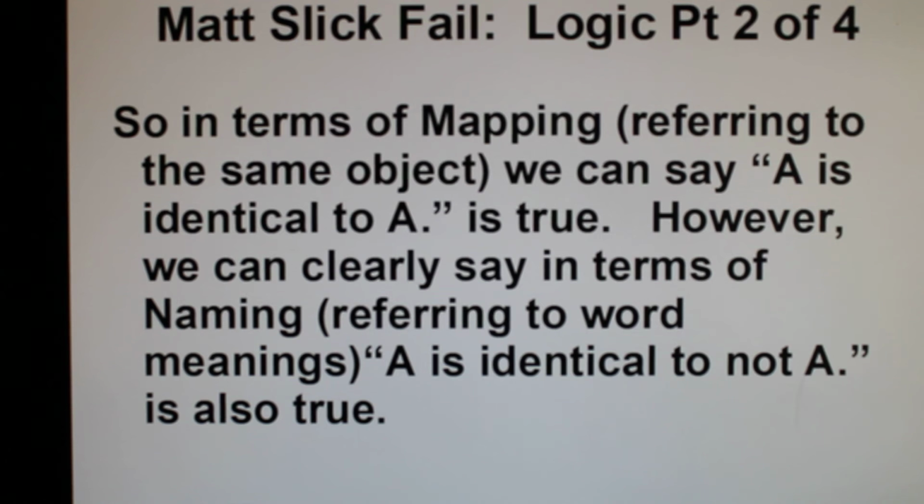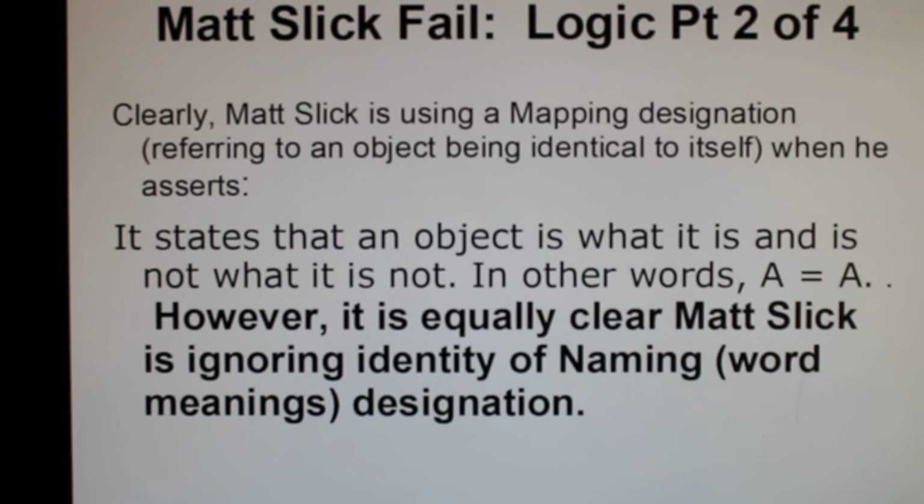So, in terms of mapping, referring to the same object, we can say A is identical to A is true. However, we can clearly say that in terms of naming, referring to word meanings, A is identical to not A is also true. Clearly, Matt Slick is using mapping designation, referring to the object being identical to itself, when he asserts it states that an object is what it is and is not what it is not, in other words, A equals A.